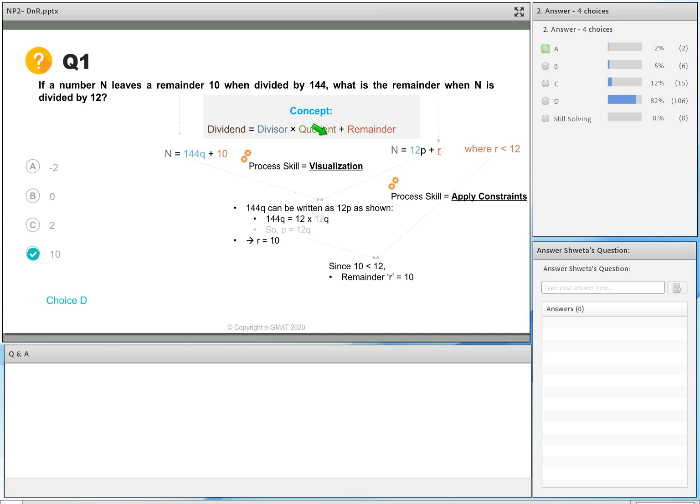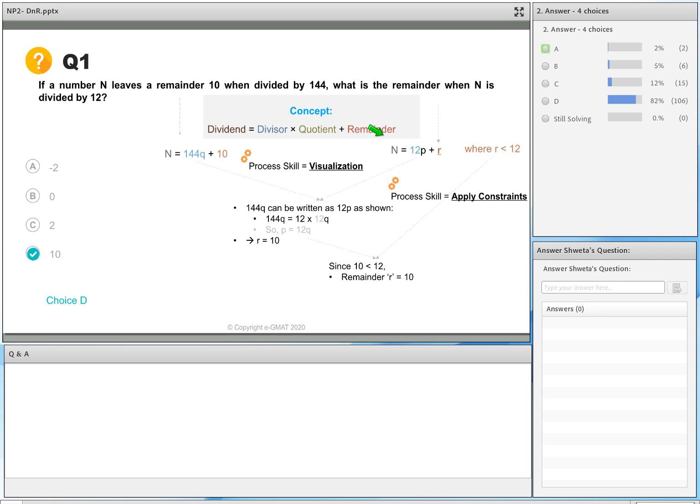Look, this box here, this concept, this is the star of the show today. I will be stressing on this a lot. And this is the first question where you are going to see that. Look very closely. Dividend, the number that you divide by something. Divisor is the number by which you divide. You have a relationship between these two. Dividend is equal to divisor multiplied by quotient plus the remainder.